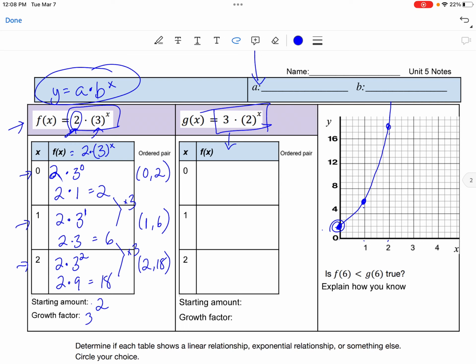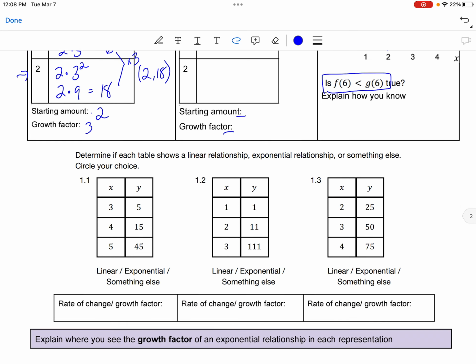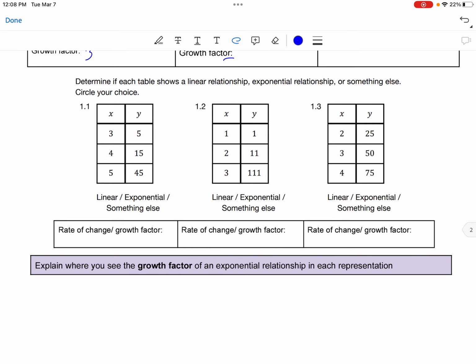Now you're going to do this one on your own. You're going to do the same thing where you're plugging in the x, but now it's into this new equation, which is a little different. We've switched the a and the b here. We're going to see how that makes things different. You're going to determine the starting amount and the growth factor. And then you're going to answer this question. And then these you're going to do on your own.